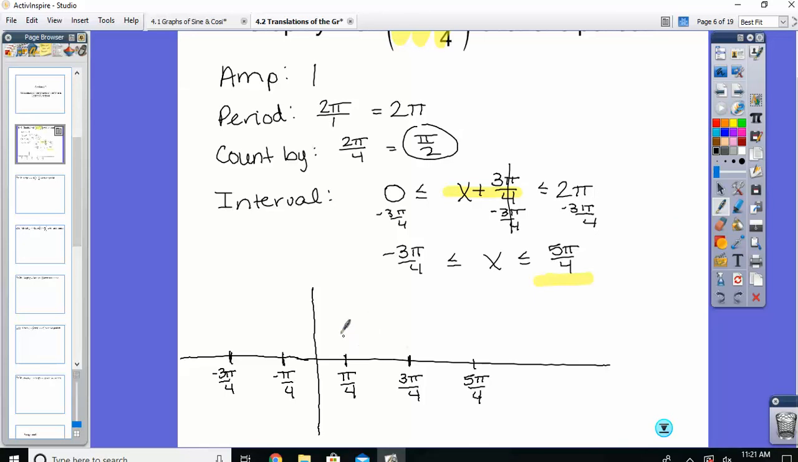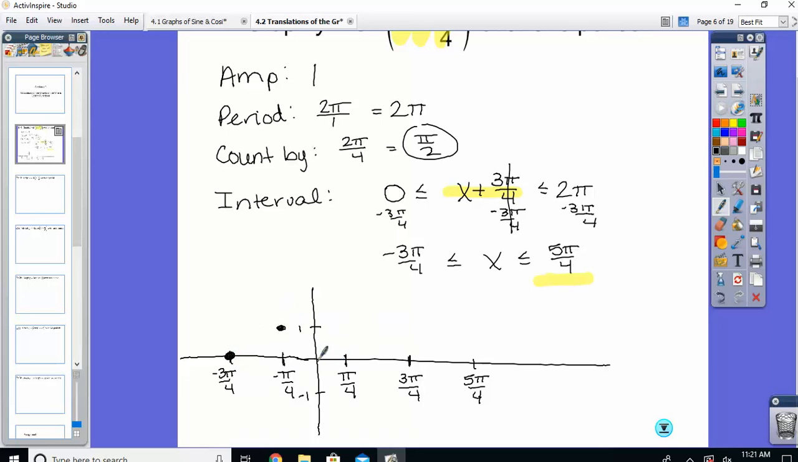My amplitude was 1, so the high point is just at +1, low point at -1. We didn't flip or anything. We were graphing, was it sine or cosine on this one? Sine? Okay. All right. Where does the graph of sine begin? At 0. So at -3π/4, I will be at 0. Then we go up. So at -π/4, we're at +1.